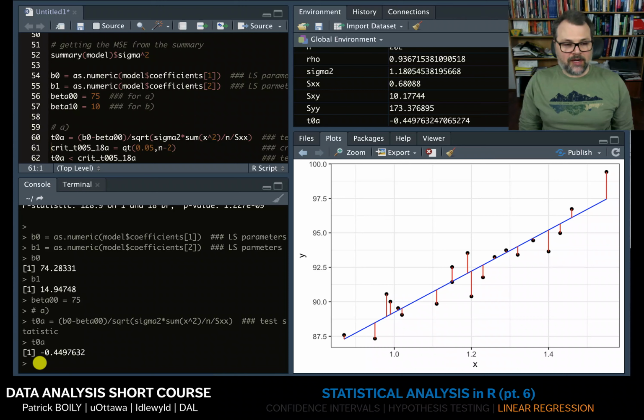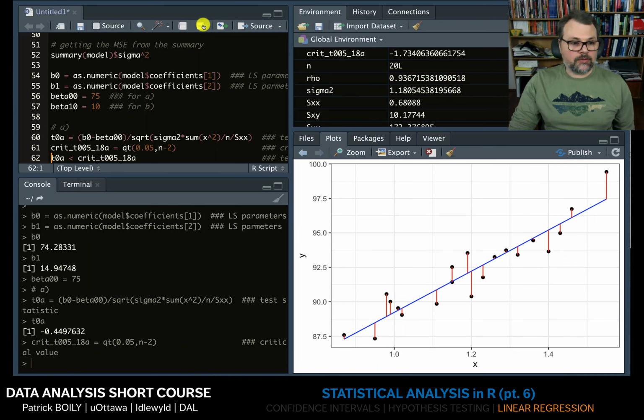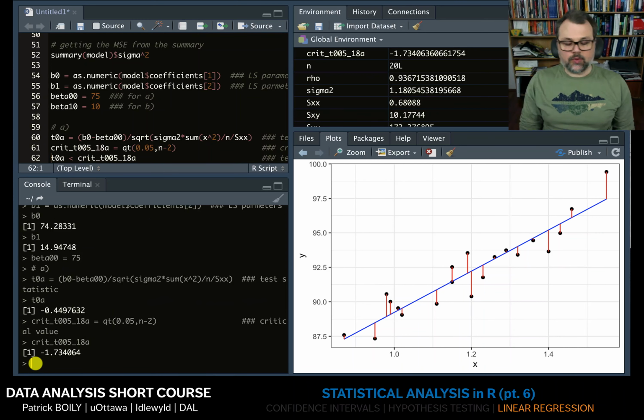It takes on the value minus 0.44. The question we have now: is it likely that we would observe such a value if we draw from a student t distribution with n minus 2 degrees of freedom? That does not look like an extreme value. We need to compare it to some critical value of the same t distribution, 5% confidence level, with n minus 2 degrees of freedom. What is this value? Minus 1.73.